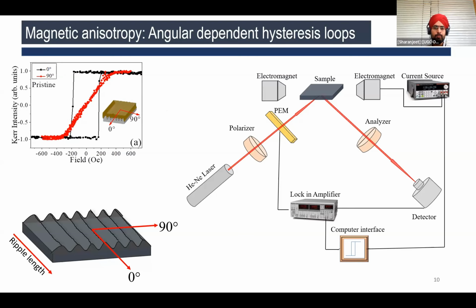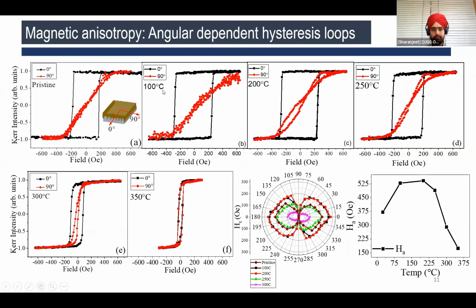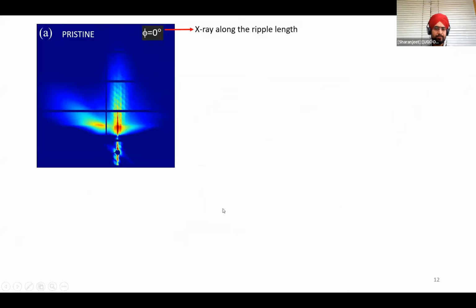But the more interesting property emerged with thermal annealing. We have observed an enhancement in the magnetic anisotropy with an increase in temperature up to 200 degrees Celsius, which is quite interesting because in obliquely deposited films, there is always a decrease in anisotropy due to the diffusion of columns. So to know more about what is happening here, we have done the GISAXS and GIWAXS measurements at the PETRA beamlines.